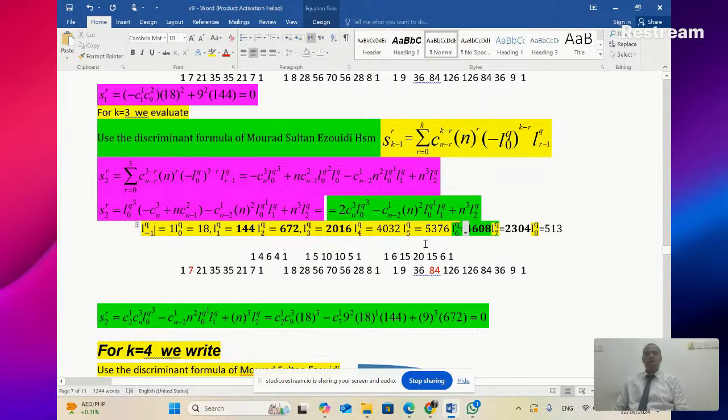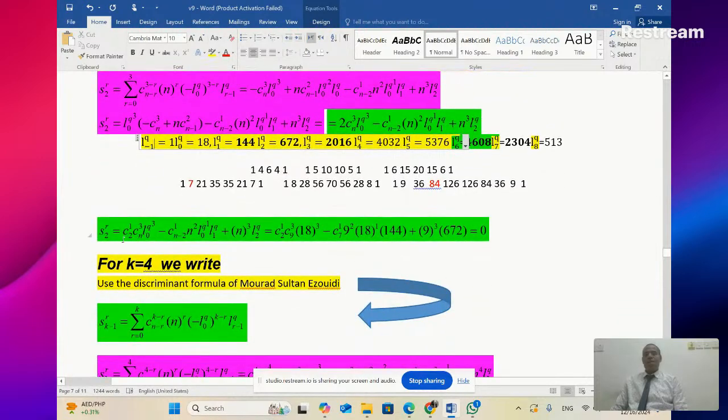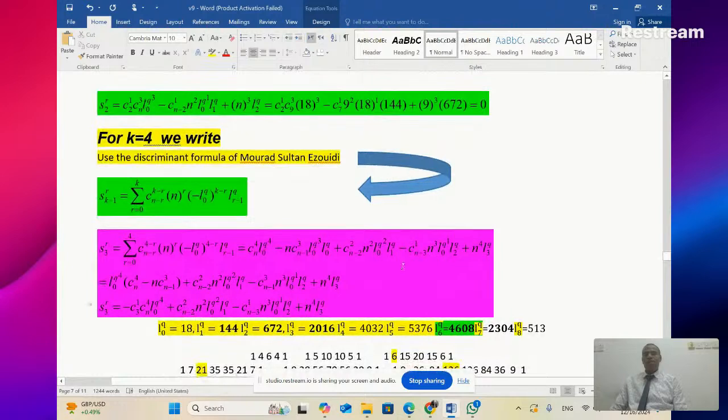Okay, now I will just use the binomial expansion, the combination, and I will calculate this. This is the S2 value, just use the calculator and you'll get it. Okay, we continue. I will now find S3. To find S3, we use the same technique, the same strategy.